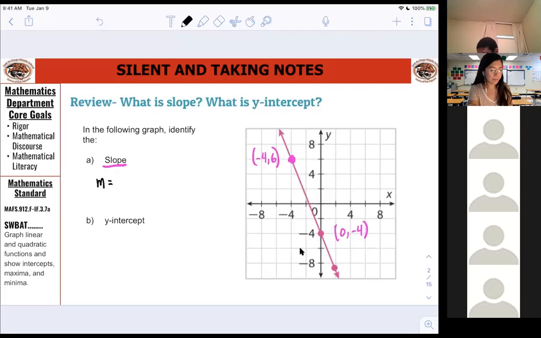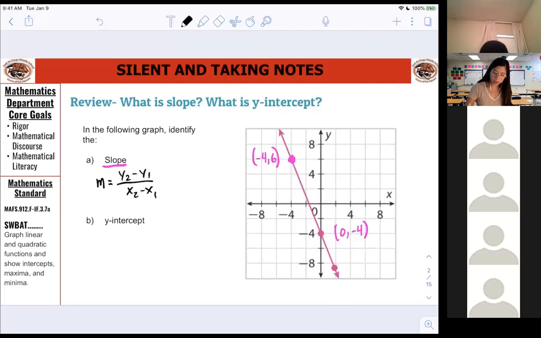All right, that's time. Let's check this out. Would you guys like me to use the formula or should I do rise over run? The formula. Okay, formula wins. Let's do the formula. So it's y2 minus y1 over x2 minus x1.